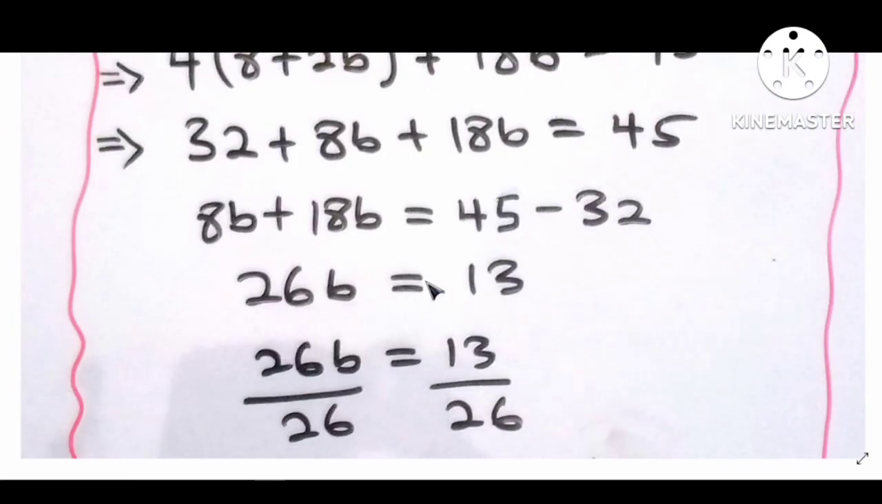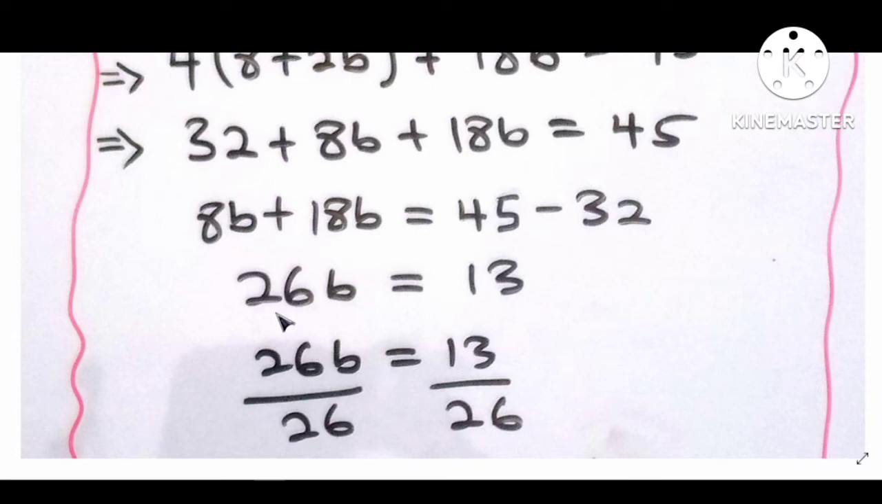So now we group like terms. We bring the b together. We have 8b here, we have 18b here, and we have 32 here. So this 32 we send to the other side. So we have 8b plus 18b is equal to 45. This 32 is positive, we send it to the other side, and it will turn to negative, minus 32. So 8b plus 18b will give us 26b, which is equal to 45 minus 32, which will give us 13.